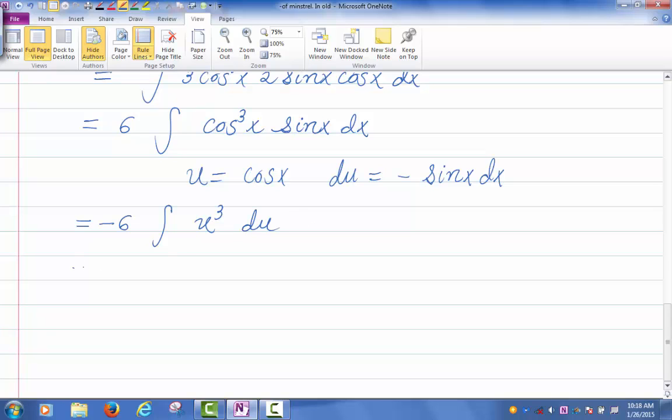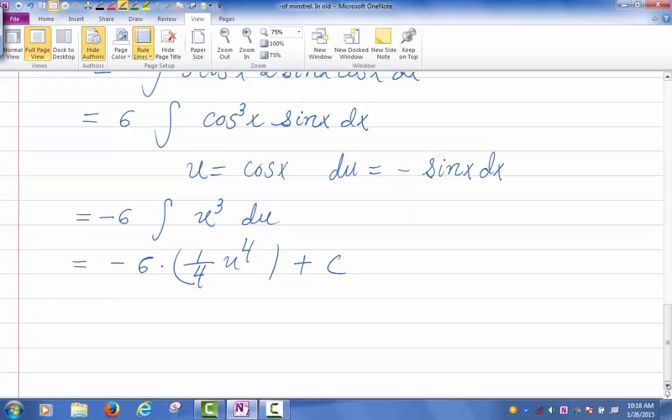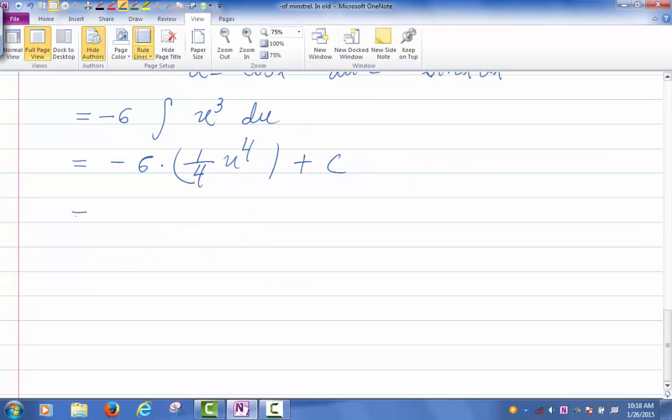And what is that? Well, this is pretty easy, right? This is negative 6 times 1/4 times u to the 4 plus a c. And finally, what do I need to do? Negative 6/4 is what? Negative 3/2. u is cosine, right? So negative 3/2 cosine to the 4 x plus a c. Is everybody okay with that?